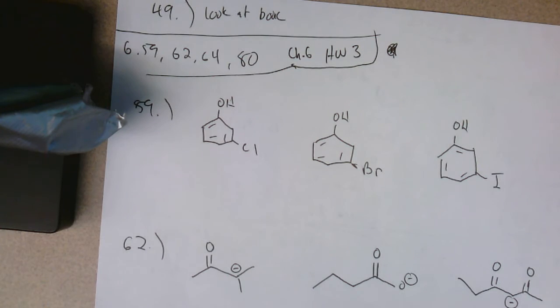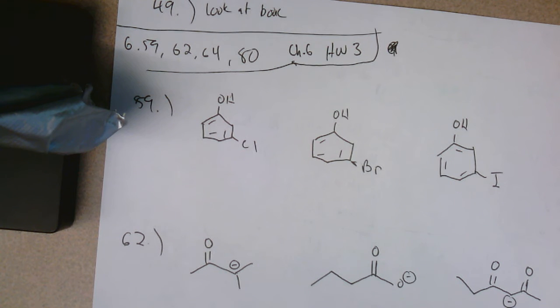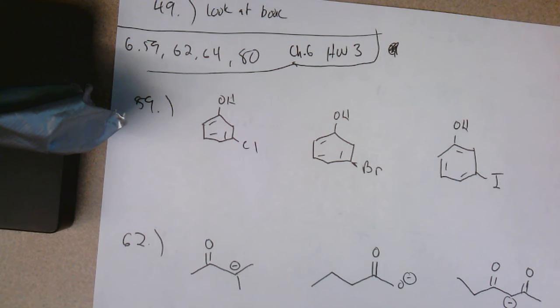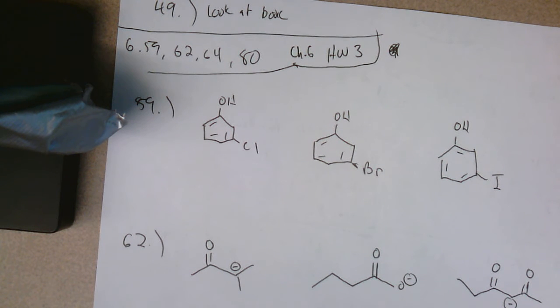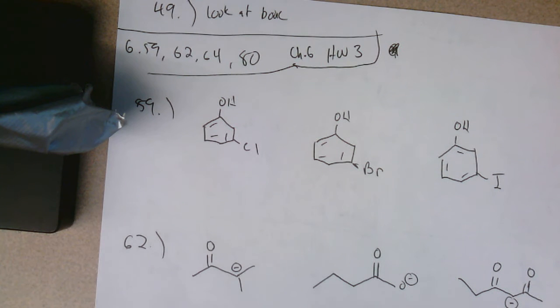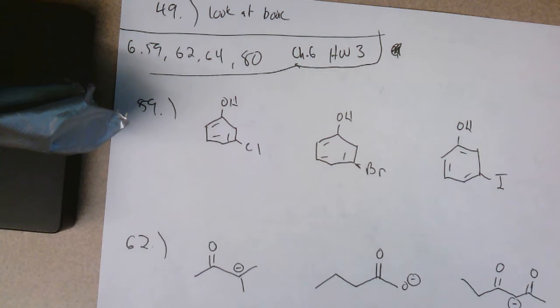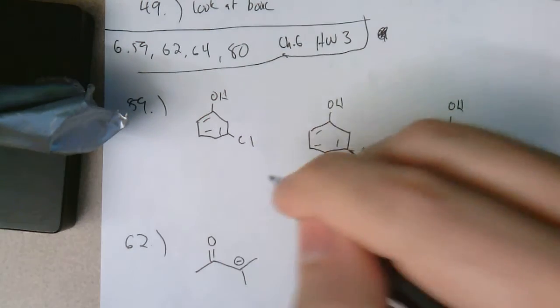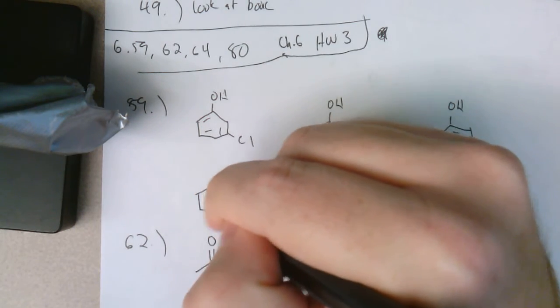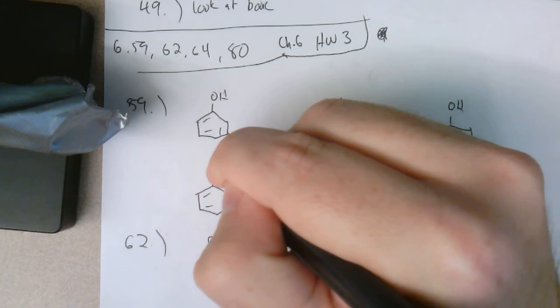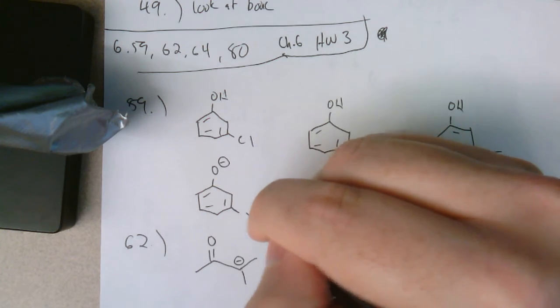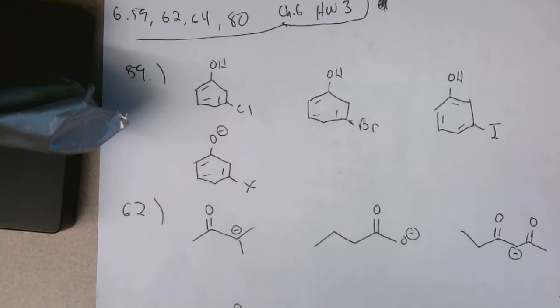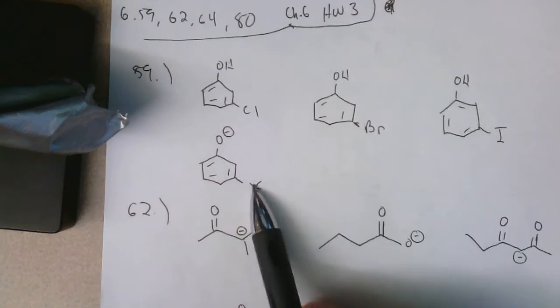Number 59 says, the pKa of these are 9.1, 9.2, and 9.0. Match the pKa with the structure. Really all this is asking is which one of these is most acidic, which one is the least acidic. Well, remember if we think about the conjugate base, let me just draw the general structure of the conjugate base down here. We have an O minus, and then we have a halogen in this position. A lot of times the halogens we like to abbreviate with just X. So a halogen in this position.